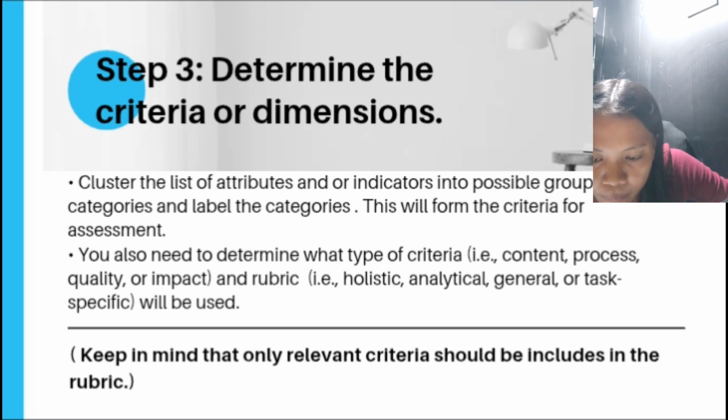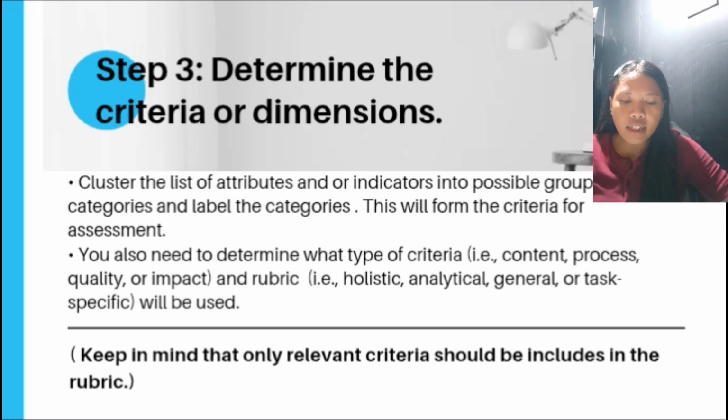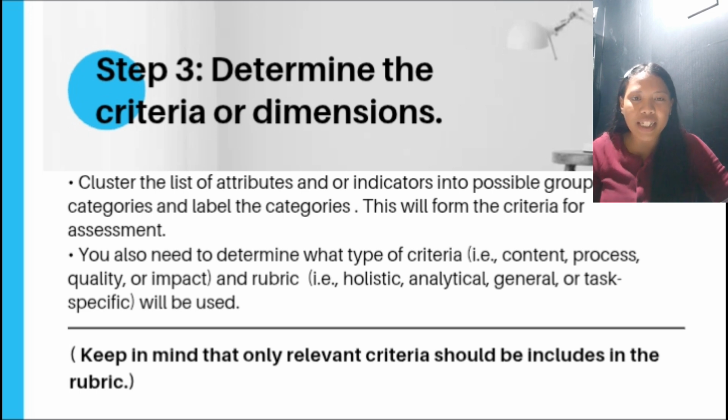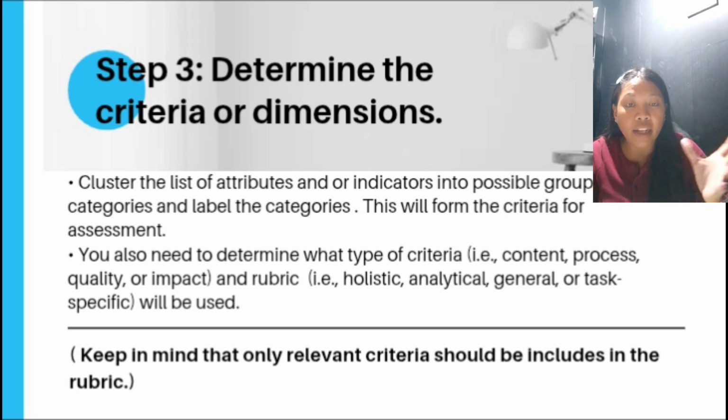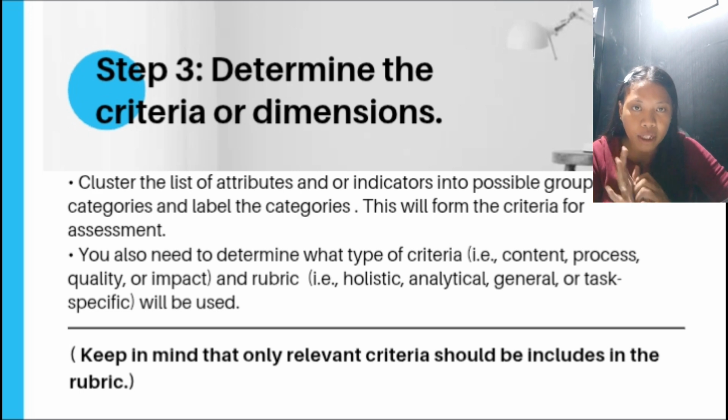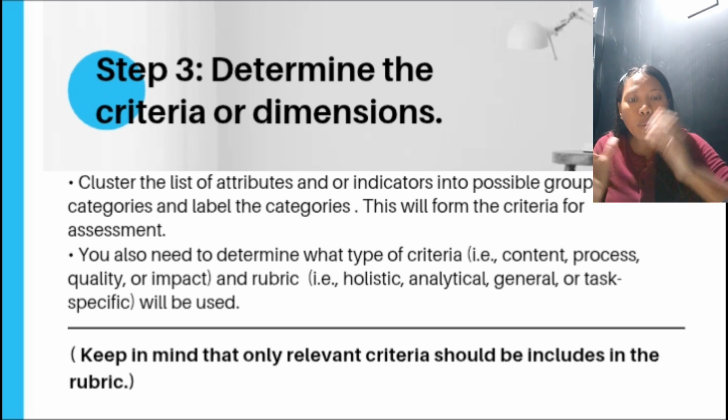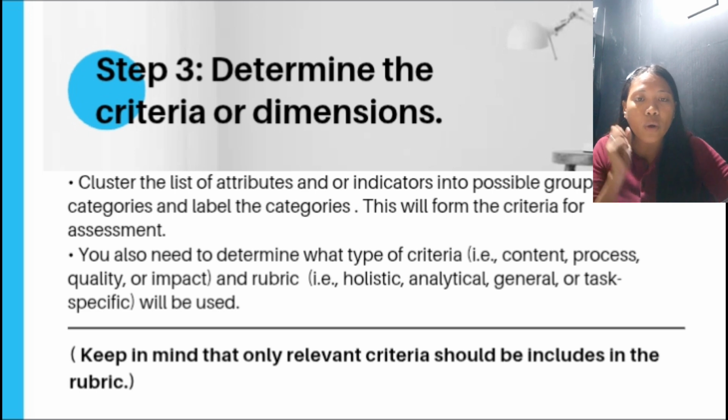And then the step 3 involves grouping identified performance attributes into meaningful categories called criteria or dimensions, and that will serve as the basis for assessment. And you also decide on what type of criteria, like contents, process, quality, etc., or rubric like holistic, analytical, etc., to use. And only relevant attributes are included.